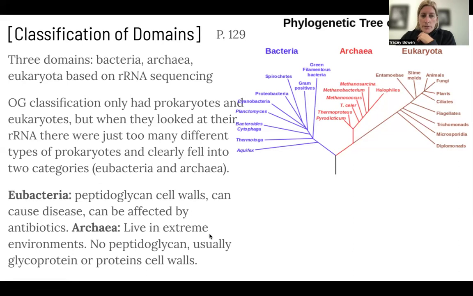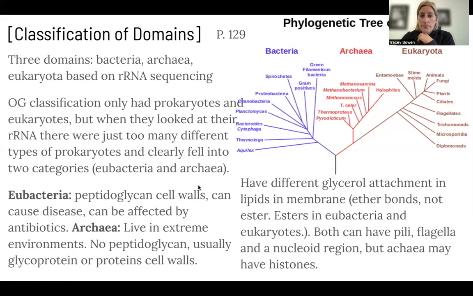Archaea tend to live in extreme environments. They don't have a peptidoglycan wall. Usually instead they have glycoproteins or protein cell walls. So typically archaea are highly, highly resistant to antibiotics. They have different glycerol attachments in lipids in the membrane. They have ether bonds, not esters. Esters are in eubacteria and eukaryotes.